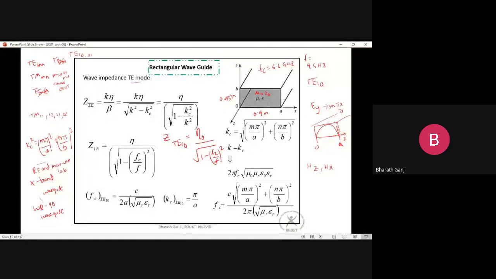RF and microwave lab, you have one, maybe in the next semester or so. So if you come here, you'll definitely have to perform the experiments in the lab. In the lab, you'll be using rectangular waveguides, and the rectangular waveguides which you use will have these dimensions, 0.9 and 0.4 inches, and you will be dealing with the TE10 mode.